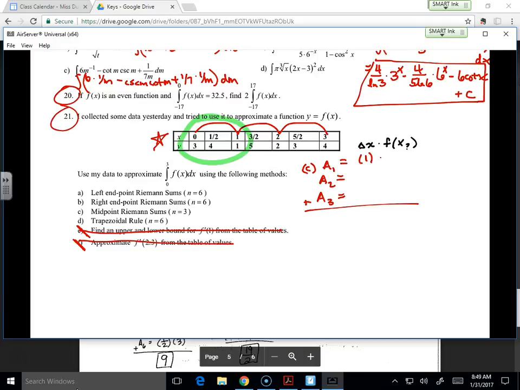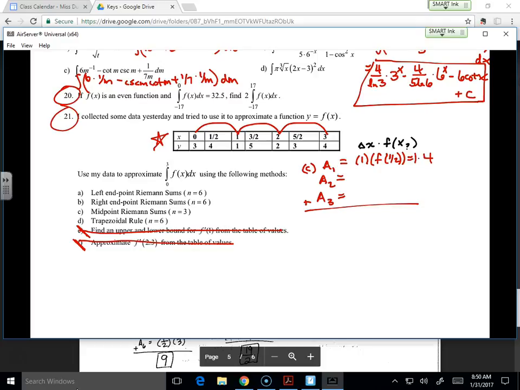Whose height am I going to use for midpoint? Am I going to use the left height, the y value of the left? Am I going to use the right height, the y value of the right, or am I going to use the midpoint height? See what I mean? So for the first rectangle, I have a base of 1 and a height of f of the middle, which is f of 1/2, which is going to be 1 times 4.